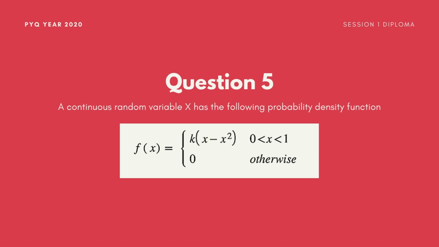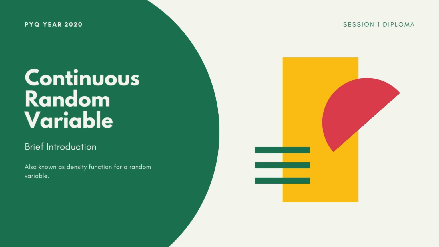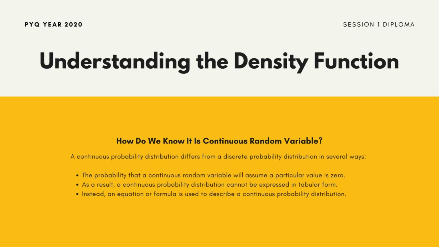But what if the question does not state which type of variable it is? A continuous random variable is also known as a density function for a random variable. How do we know it is a continuous random variable? A continuous probability distribution differs from a discrete probability distribution in several ways. The probability that a continuous random variable will assume a particular value is zero. As a result, a continuous probability distribution cannot be expressed in tabular form. Instead, an equation or formula is used to describe a continuous probability distribution.